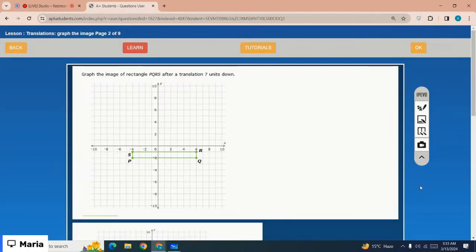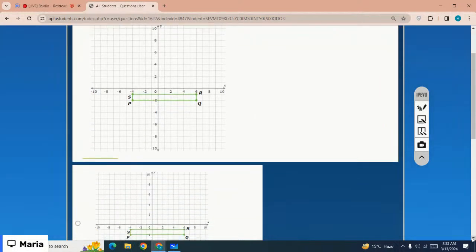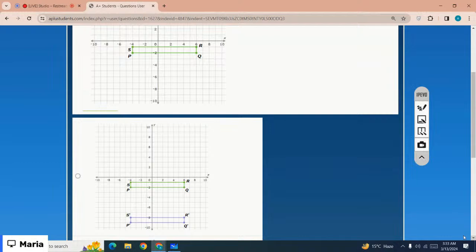Okay, graph the image of rectangle PQRS after a translation of 7 units down. You need to move 7 units down, right? So 1, and this is on the 1, right? Y is 1 and X is 6. So down you have to move. That's just the Y values are changing, X values are the same. So here you have 6, 7 points down. Option number 1 is the correct option. This is the original one. That is the one that moved 7 units down. So option number 1 is the correct option, right?